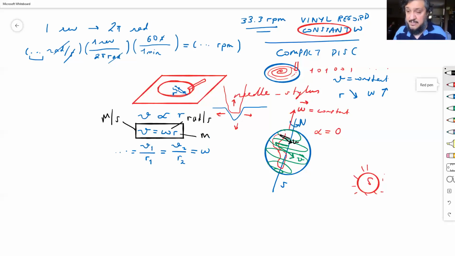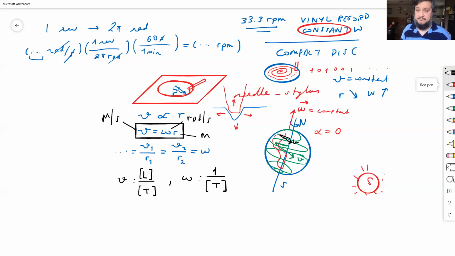Dimension-wise, v has a dimension of length over time, but omega has the dimensions of 1 over t. All right, so radians per second is the unit, or RPM, revolutions per minute, very common units for both circular and rotational motion.